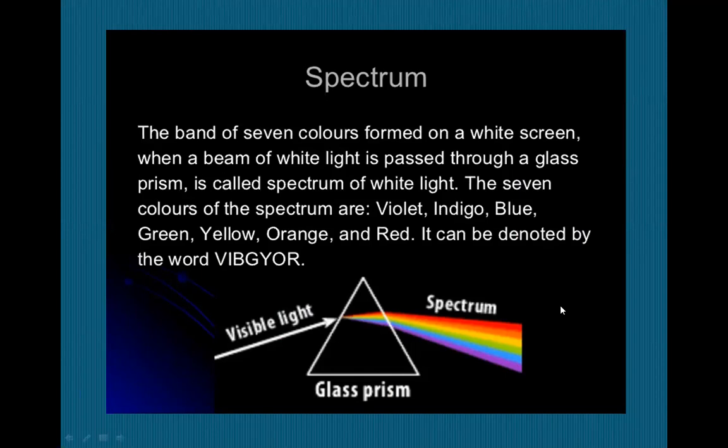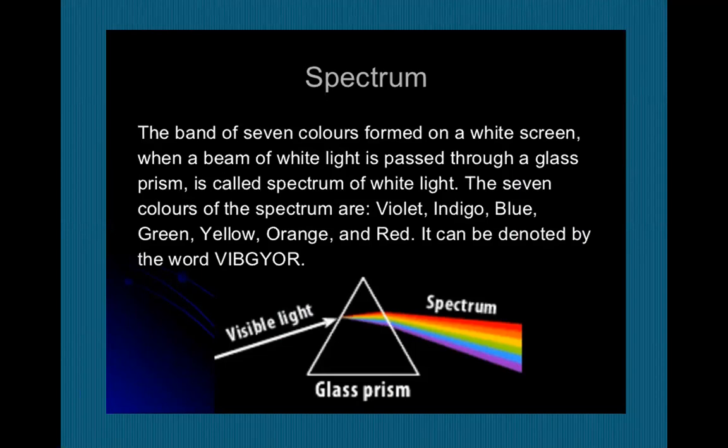The band of 7 colors formed on a white screen when a beam of light is passed through a glass prism is called the spectrum of white light. The 7 colors of the spectrum are violet, indigo, blue, green, yellow, orange, and red. And you can easily remember it by the word VIBGYOR.